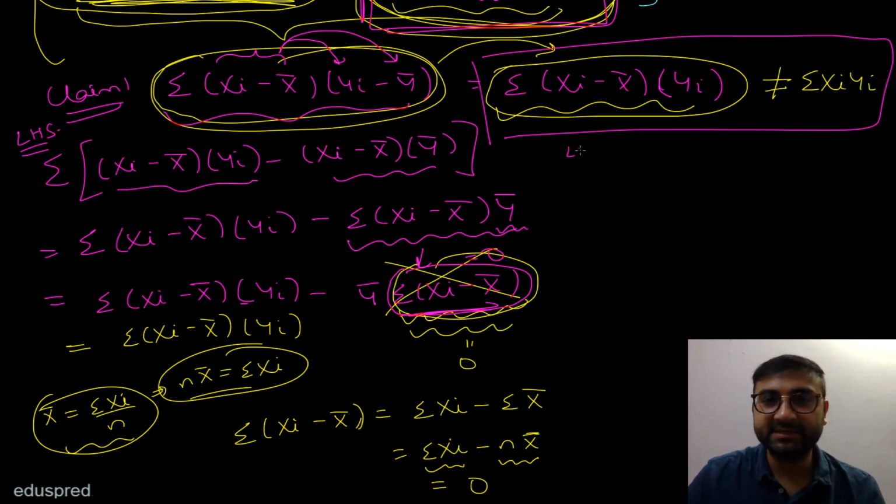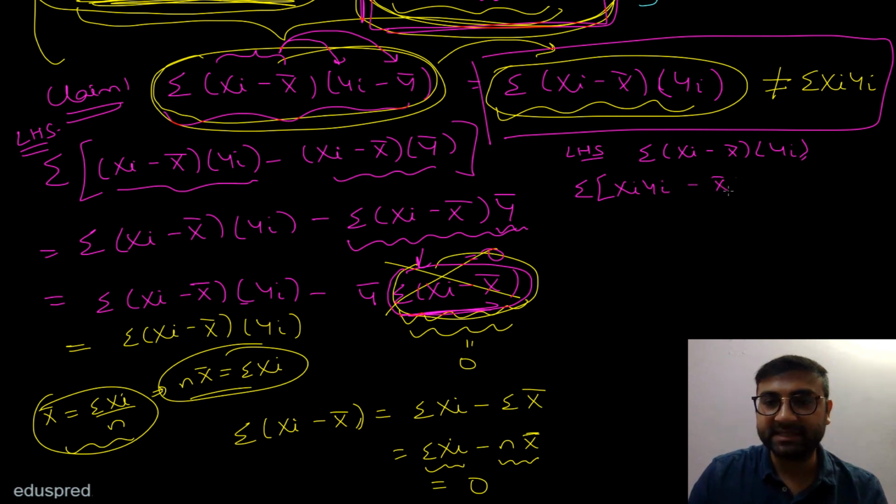So once again, let me start with the left hand side. The left hand side is summation of (xi minus x bar) multiplied by yi, and there are two terms, so let's multiply these two terms. It will become summation of (xi yi minus x bar yi), and this is equal to summation of xi yi minus x bar summation yi, which is definitely not equal to summation of xi yi, right?